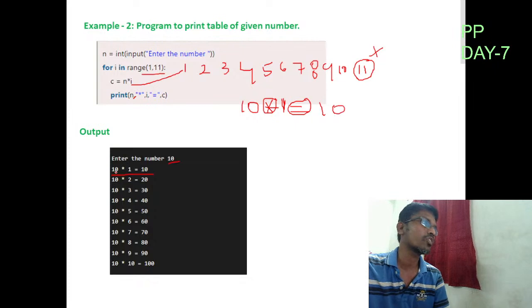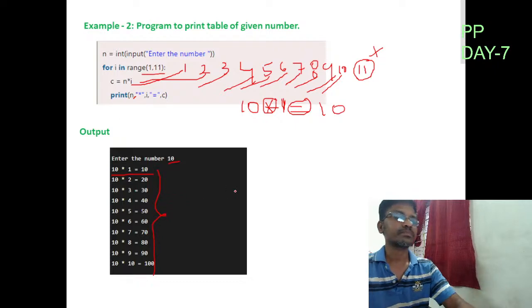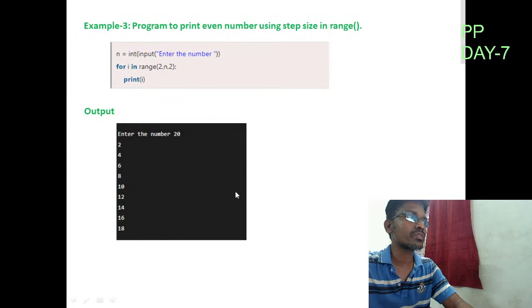Then I got the output 10 into 1 is equal to 10, and it will take the next element: 10 into 2 is 20, 10 into 3 is 30, 10 into 4 is 40, 10 into 5 is 50, 10 into 6 is 60, 10 into 7 is 70, 10 into 8 is 80, 10 into 9 is 90, and 10 into 10 is 100. The 11th one is excluded. That's why it prints the numbers from 1 to 10. Any doubts? Let us see the next one, range.